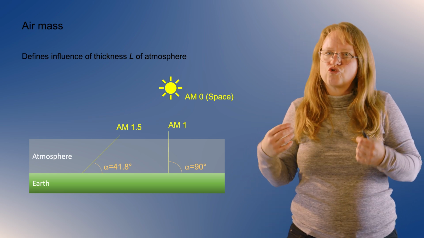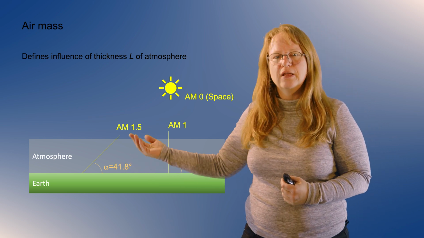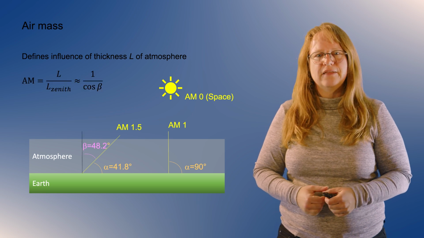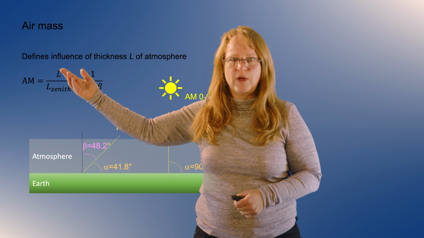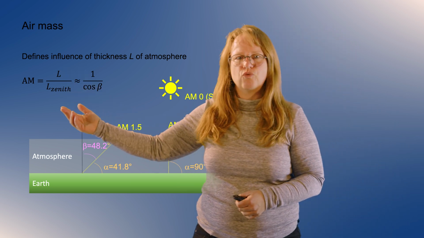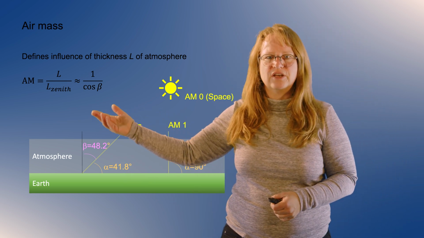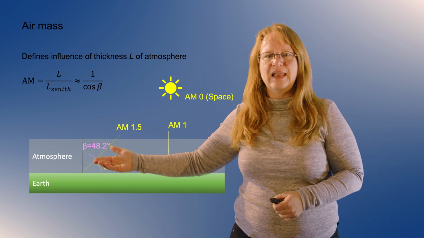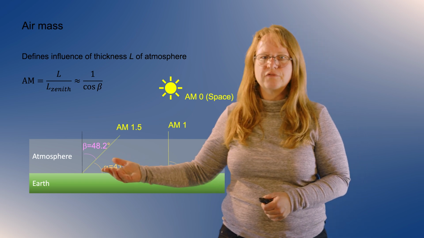And to describe now what the condition of a certain location is, this air mass value is used. And this air mass value is then defined as the length at the position where you are divided by this shortest length if the sun is right at the zenith. And you can actually calculate this by just using the cosine here. So the length through the atmosphere at an angle of 41.8 degrees, for example.